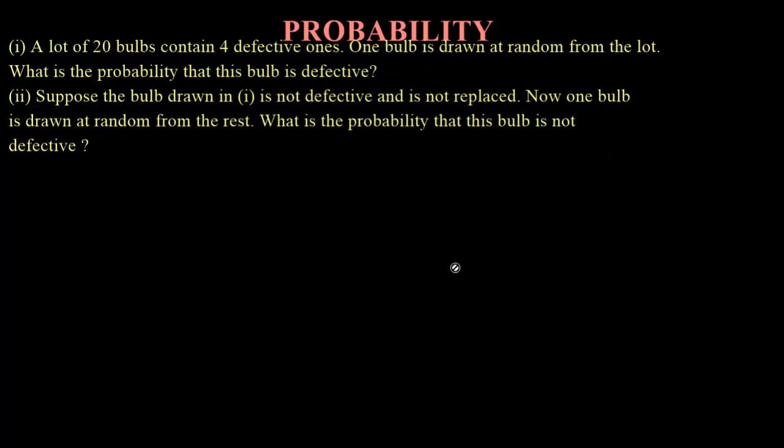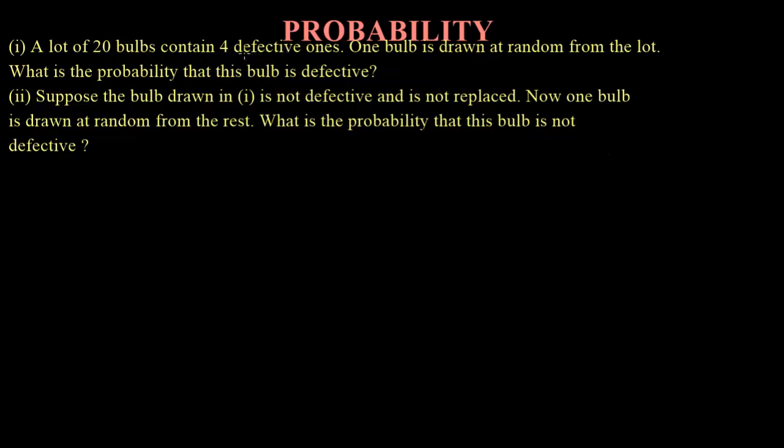Here this is also a question related to the previous question that we have done. Let us read the question. A lot of 20 bulbs contains 4 defective ones. Okay, so there is a lot of 20 bulbs. So how many total bulbs are there? 20. And out of those 20 bulbs, 4 are defective.